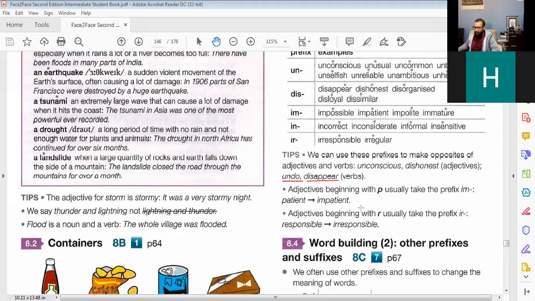Okay, so here are two general rules. If your adjective starts with a P, it's very likely you will use im. Impossible, impatient, impolite, imprecise. Precise, imprecise. I'm not sure what to use. But generally speaking, if you've got a letter P, you might find yourself using im. With the R, you'll probably need to use ir. So responsible, irresponsible, regular, irregular.